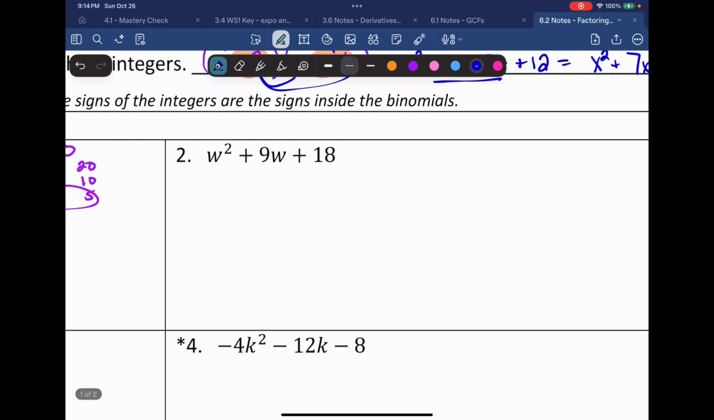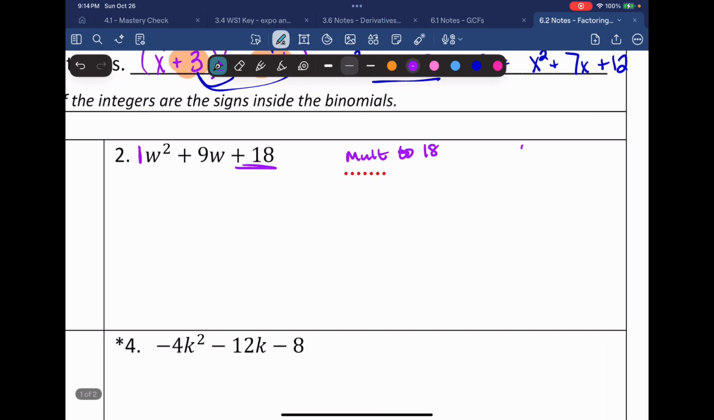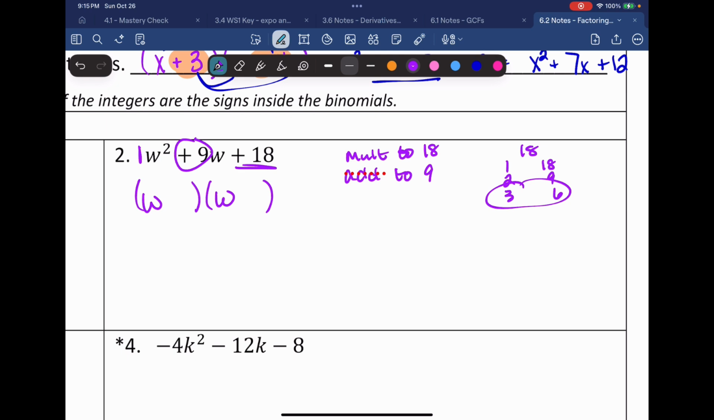Okay, example 2. Verify that the leading coefficient is a 1. That is the coefficient of your square. There is my square, and its coefficient is in fact a positive 1. So I want factors that multiply to 18. It's your constant. 1 and 18, 2 and 9, 3 and 6. They also have to add to 9. So multiply to C, add to B. And that's going to be our 3 and our 6. And what goes second? Positive 3, positive 6.